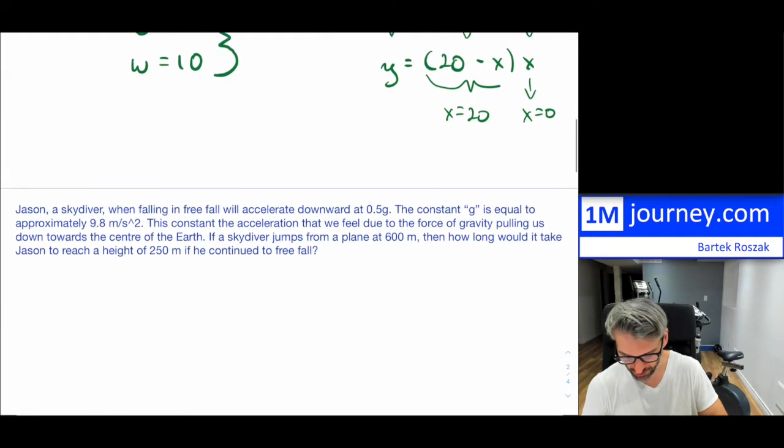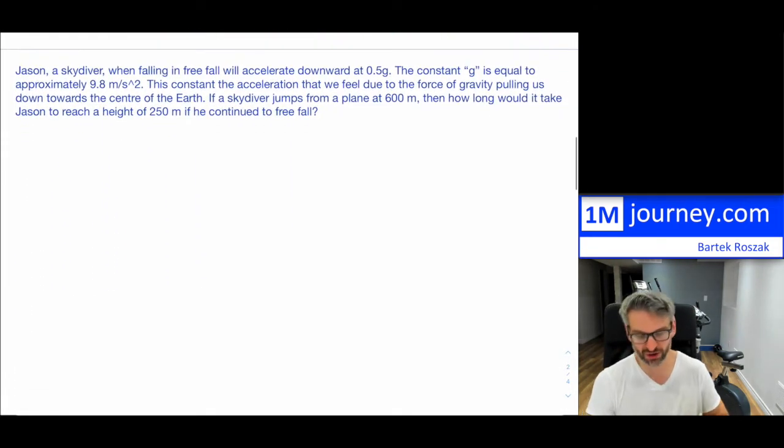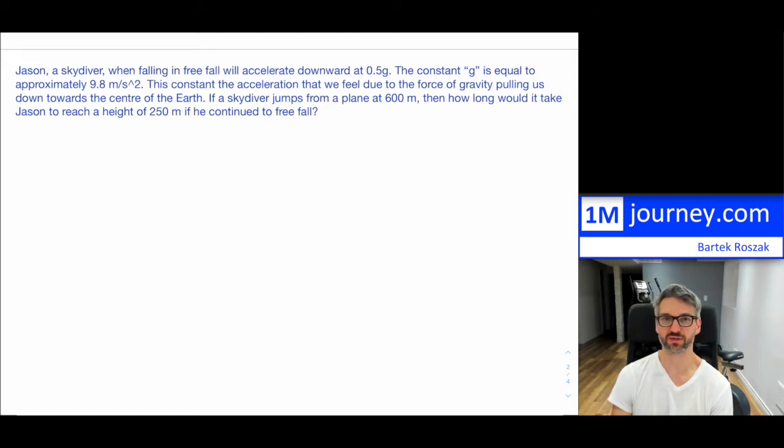Here's another example that I have for you. All of these are a little bit different. Again, because you haven't seen it, you may not know how to start with these things in the beginning. So this example says Jason, a skydiver, when falling in free fall will accelerate downward at 0.5 g. Now this constant g, you maybe have heard of at some point in elementary school. It is approximately 9.8 meters per second squared. It's not exactly that, it has more decimal places, but we can round it off.